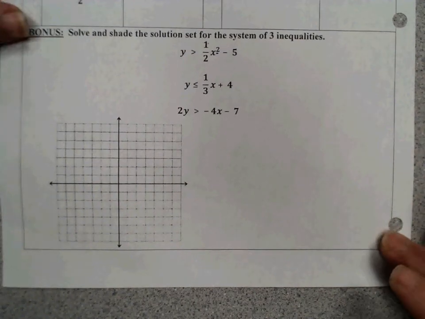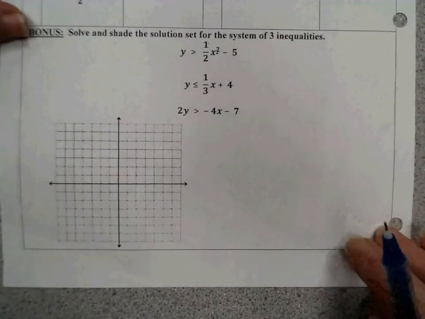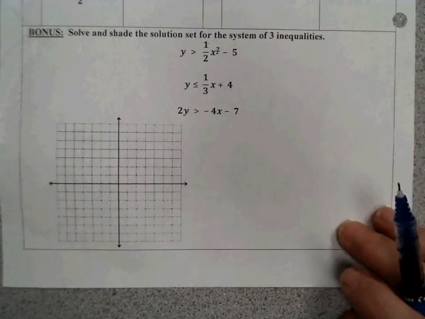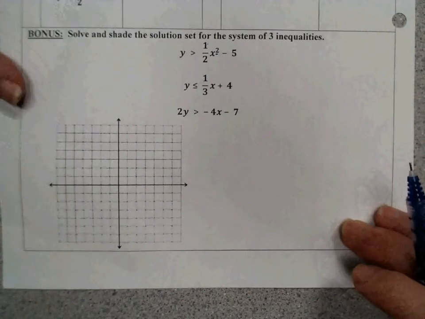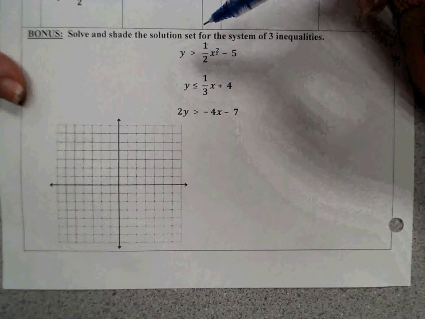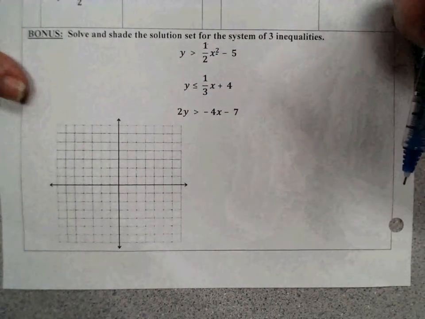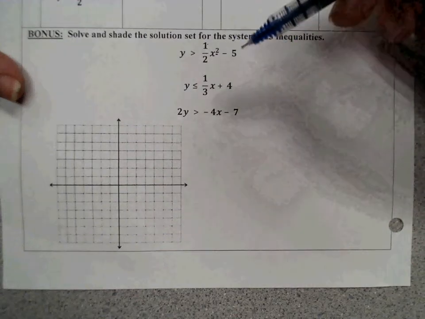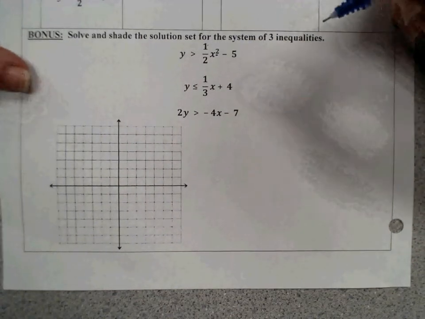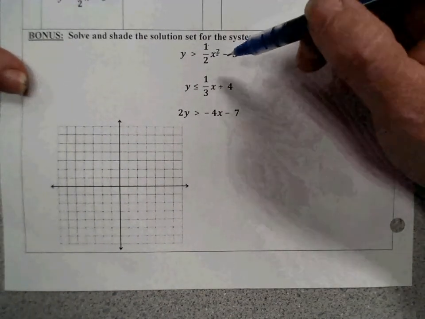Alright, this bonus problem is just like the one that you graphed on the other side, number 5, where you found the part where the two shaded areas intersected. The difference is on this one you have 3 lines, and so you're going to find where all 3 of the shaded areas overlap.